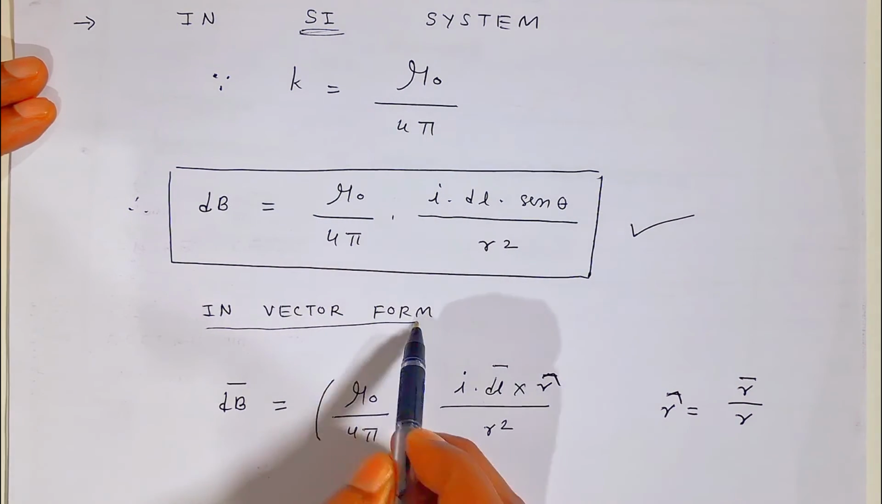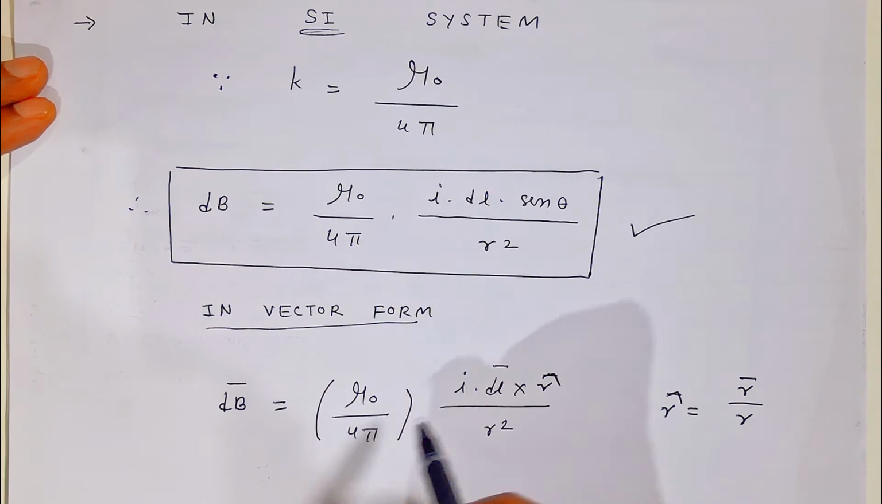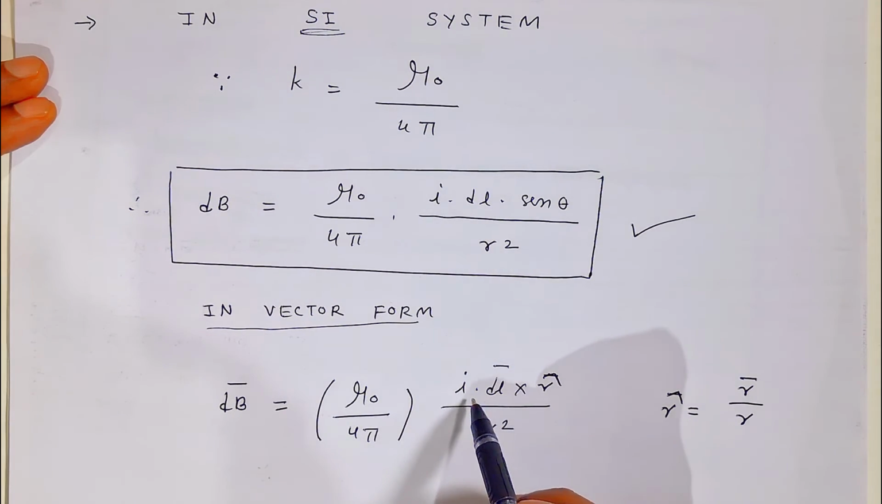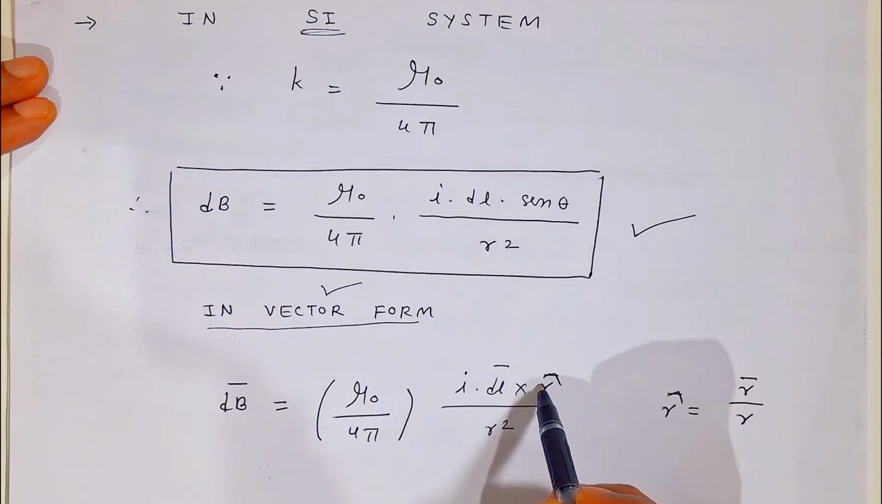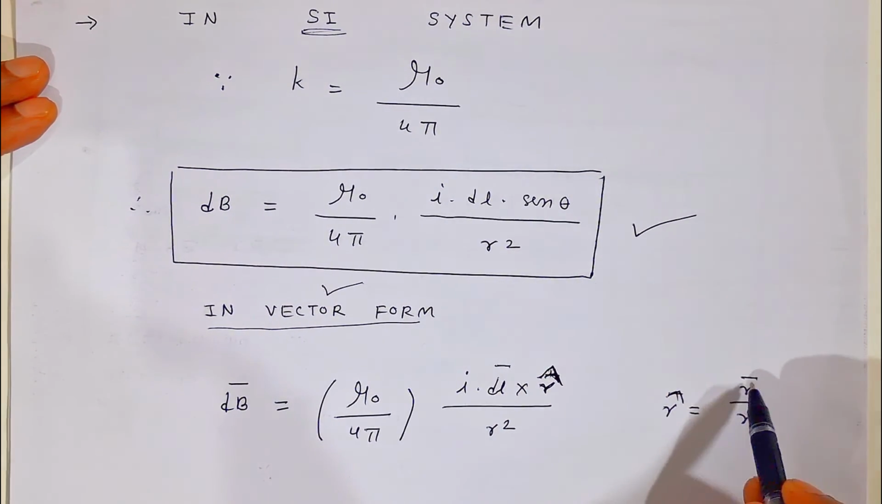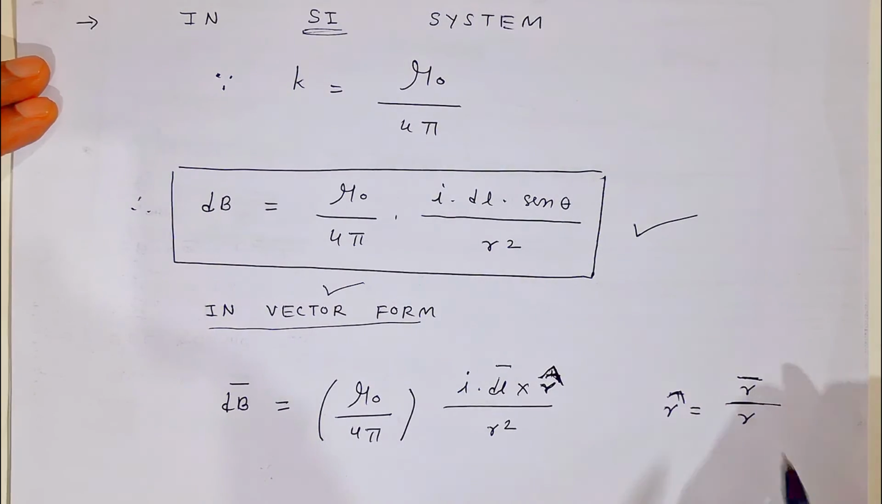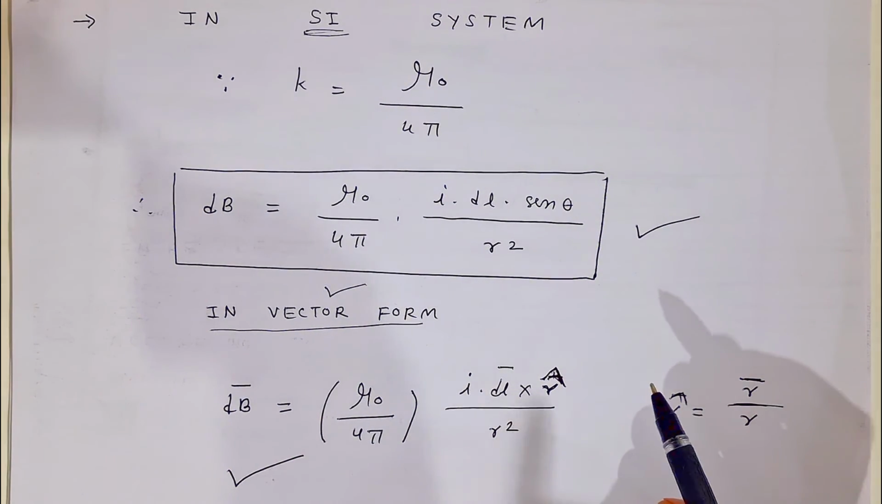Now in vector form, students, you can represent it like this. dB vector is equal to mu 0 upon 4 pi, which is a scalar quantity, times I dl vector cross r cap upon r square. Since it is a vector product, you have to put the cross, where r cap is nothing but r vector divided by r. So this is very important, students. In this way you have to represent the answer in the board examination.